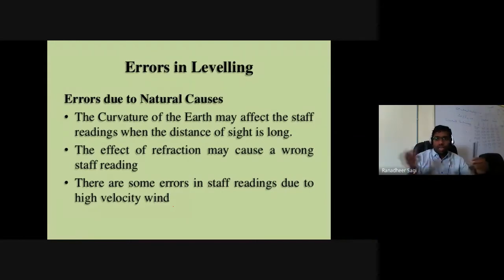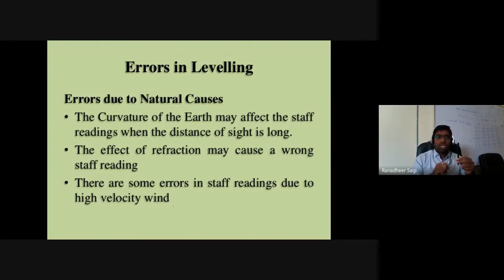Okay, so the curvature effect of the earth would come into the picture, and the effect of refraction would come into the picture, because of which the readings taken on the leveling staff are not correct readings. There could also be some errors while taking the readings on the leveling staff.